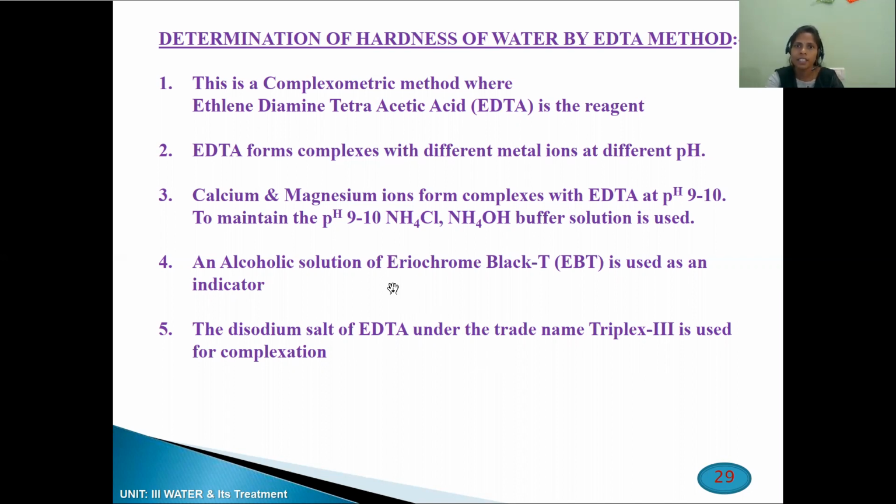Let us look at the EDTA method. This is a complexometric method where EDTA is used as the reagent. The full form of EDTA is ethylene diamine tetraacetic acid, and EDTA is a complexing agent. So this method is called the complexometric method. EDTA forms complexes with different metal ions at different pH.